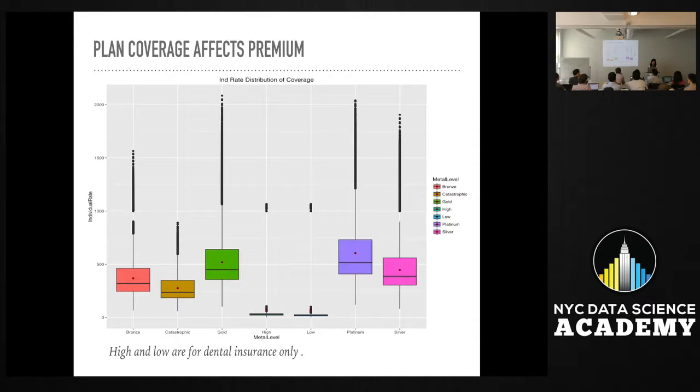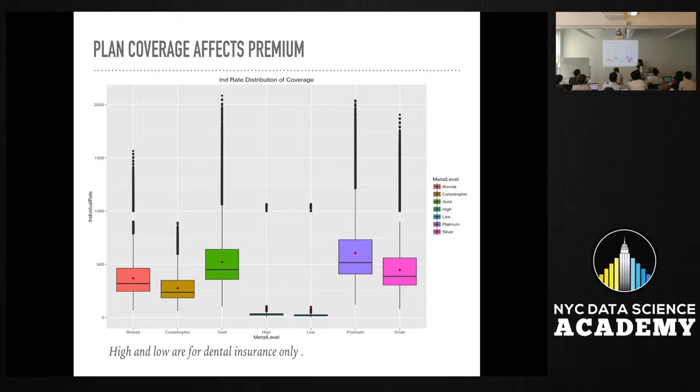So let's move on to the plan coverage. Under ObamaCare, luckily, all the plans being offered out there on the market are ranked by a metal level. As you can see on the bottom, I put a note there. It says high and low are for dental insurance only. Those are these two right here. Other than that, all are medical coverages. I know the labels are pretty small. This one is the most comprehensive, the platinum coverage, then silver, gold, bronze, and catastrophic. This is the best coverage you can get out there in the market.